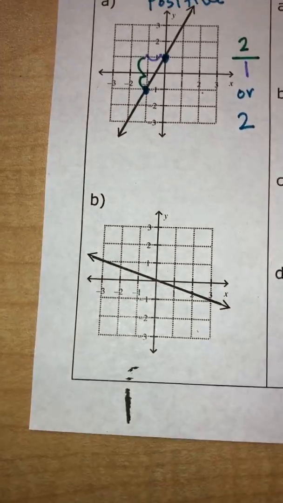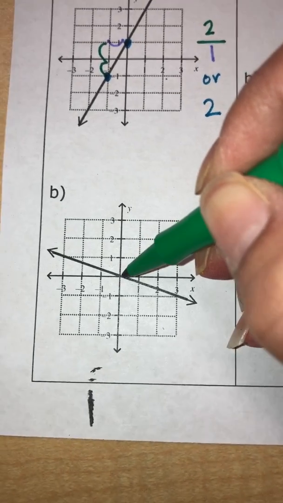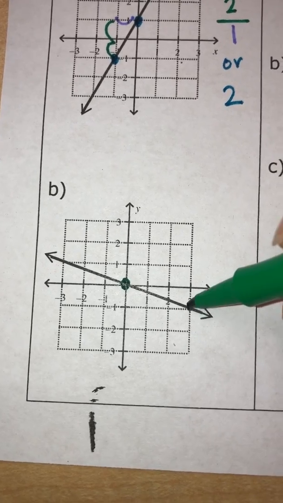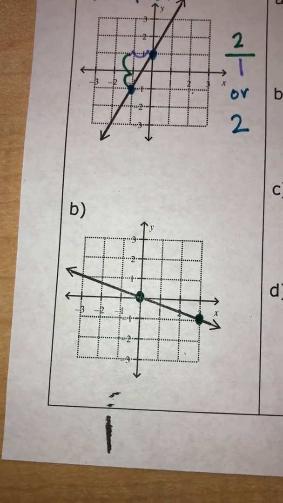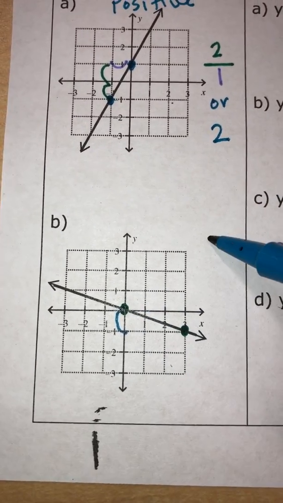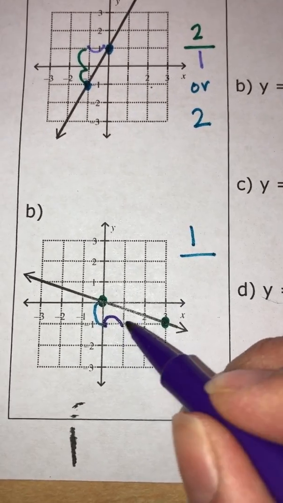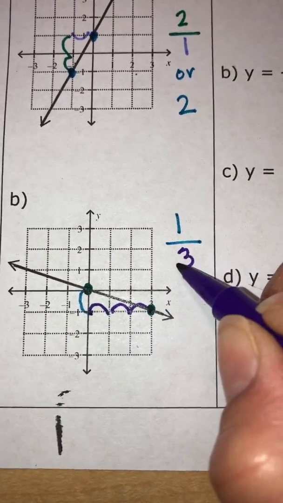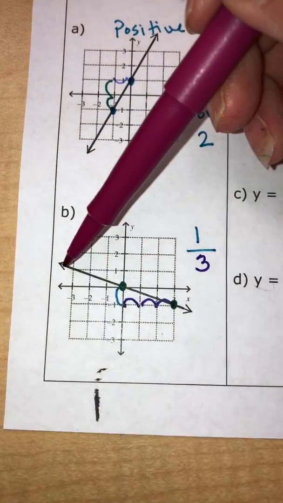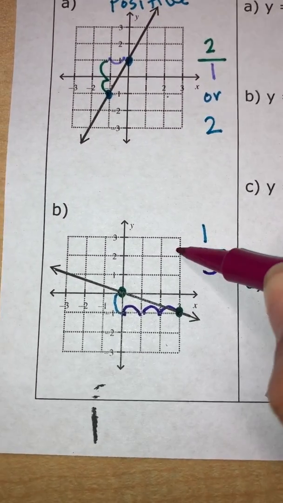All right, second graph. Let's pick our 2 points. So I'm going to pick the origin, 0, 0, and all the way over here to 3, negative 1. So I'm going to count the rise, 1, over 1, 2, 3. 1/3, and now I just got to check what kind of slope it is. From left to right, what's it doing? It is decreasing, so this is a negative slope.